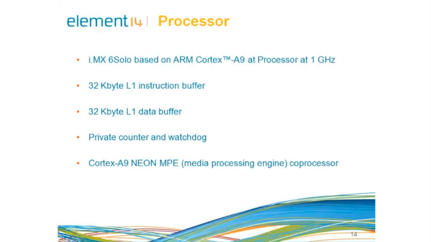So, briefly speaking, the IMX6 Solo is based on an ARM Cortex-A9 processor which operates at 1 GHz. It has a 32 KB L1 instruction buffer and a 32 KB L1 data buffer, so we can see it here. It has two different buffers for instruction and data. It has a private counter and a watchdog timer. It also has a Cortex-A9 NEON MPE, that is, Media Processing Engine coprocessor built in.